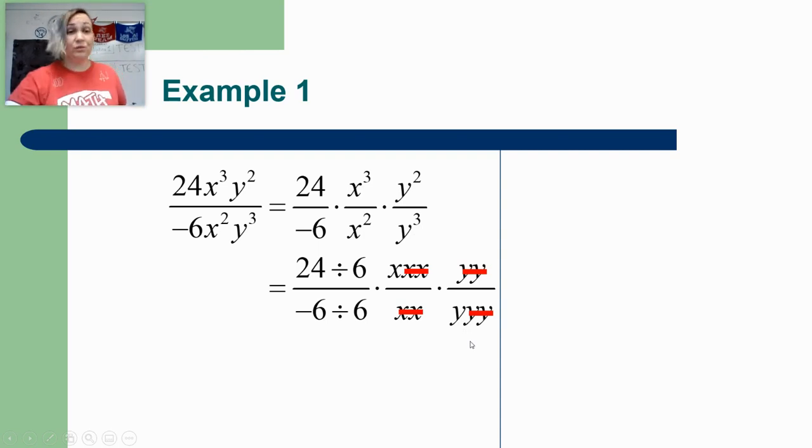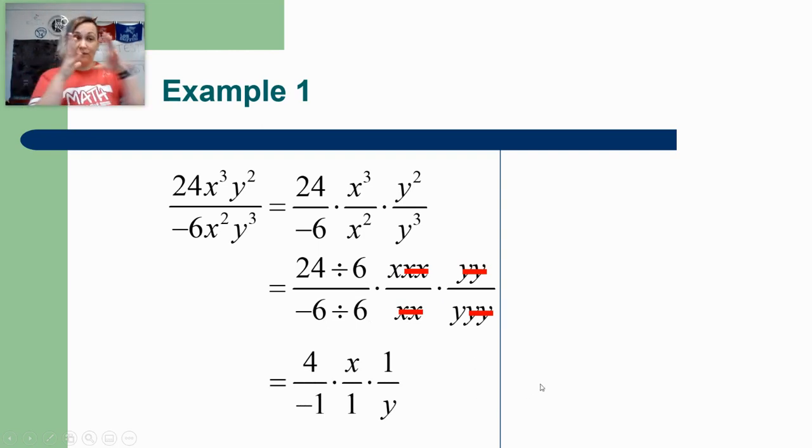At this point in time, I should be ready to write my final answer. So I did 24 divided by 6 is 4, and then -6 divided by 6 is -1. I have 1x on top and 1y on the bottom. And now you do have to write it as one single fraction for your final answer. So for my final answer, it doesn't matter where the negative sign goes. You can keep it on the bottom in front of the letter y, or you can put it on top with the 4. But you do need to have a negative sign in your answer. So I got -4x divided by y.